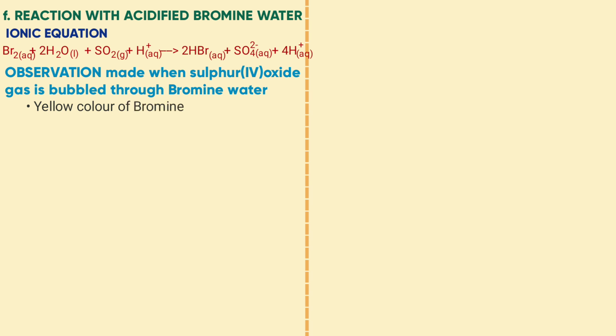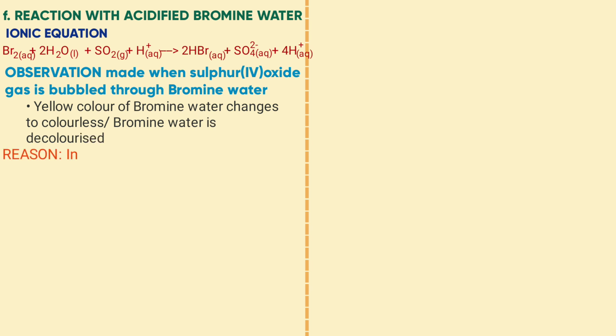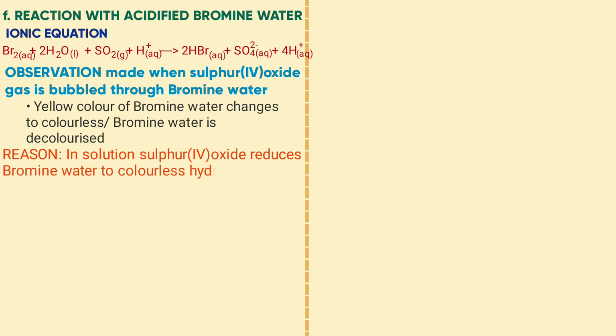Yellow bromine water changes to colorless. Reason is, in solution, sulfur dioxide gas reduces bromine water to hydrobromic acid while itself being oxidized to sulfuric 6 acid.